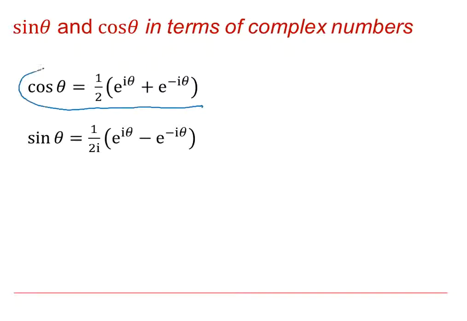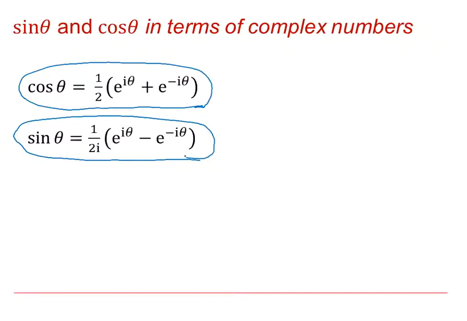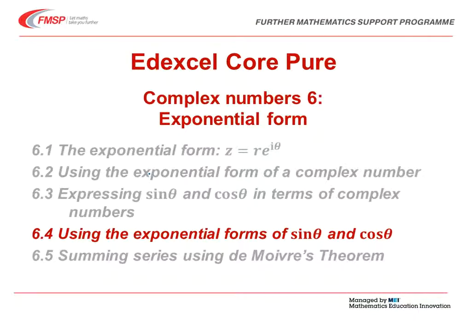So this definition of cos theta and this definition of sine theta are going to be extremely useful to us, and the proofs are worth learning, and being able to recall these and use them as required will be very beneficial. Do notice the 2i in the denominator of this definition for sine theta. In the next video we're going to be using the exponential forms of sine theta and cos theta.